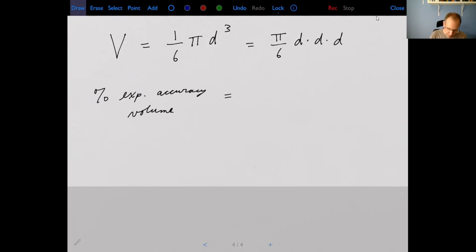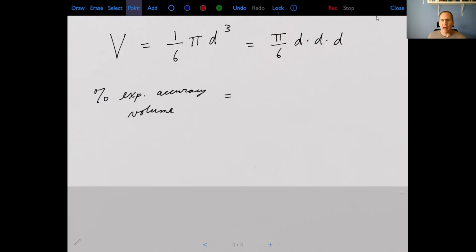Okay, so first point, pi over 6, that's just a pure number. It doesn't have any error associated with it. It's an exact number. Pi and 6 are exact numbers. It's only the diameter that has error associated when you measure the diameter.